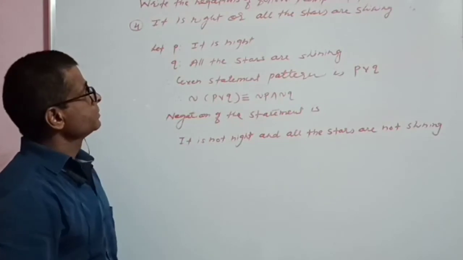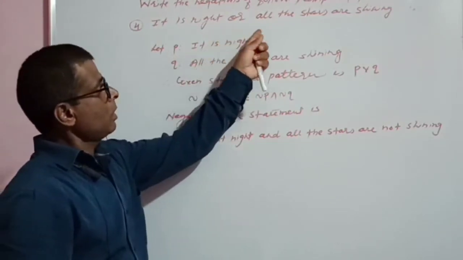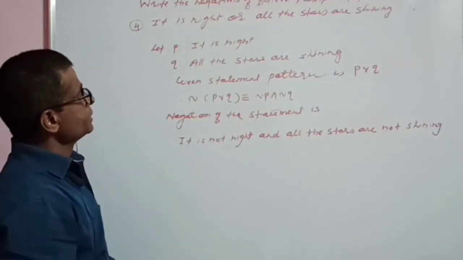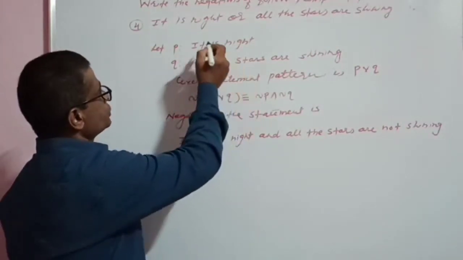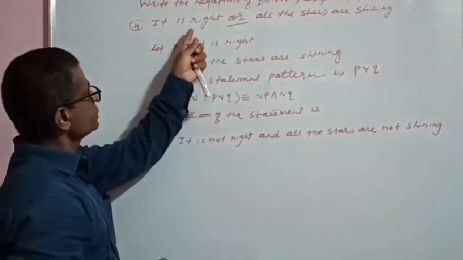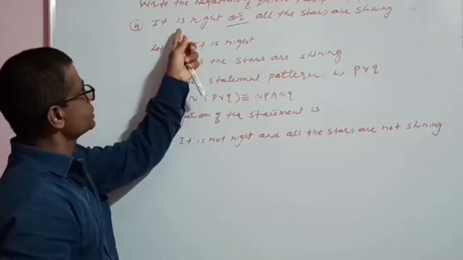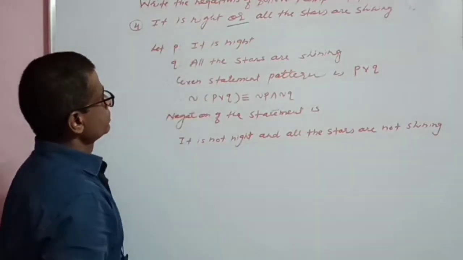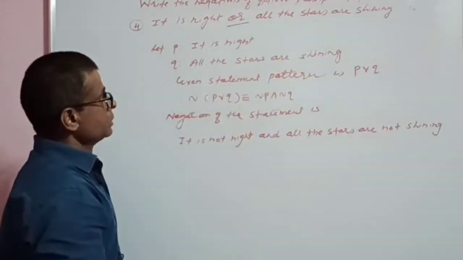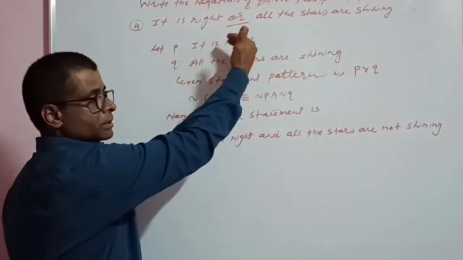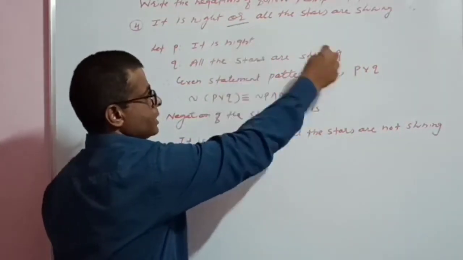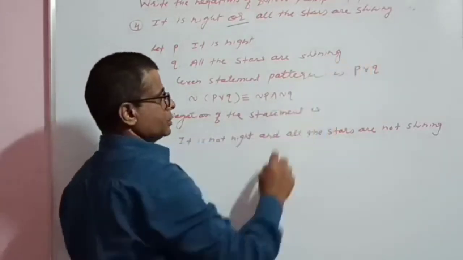It is night or all the stars are shining. So again it is a compound statement, which is a combination of two simple statements by using the connective or. Take the first simple statement as P, it is night. Then statement Q, all the stars are shining. So we represent the given compound statement in its symbolic form as P disjunction Q, P or Q.